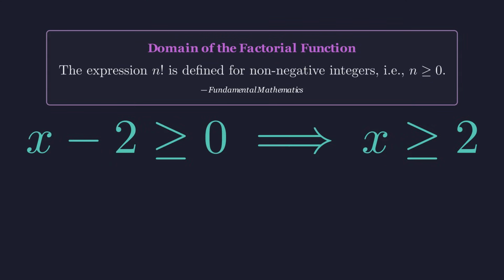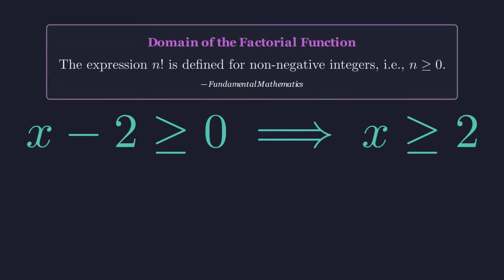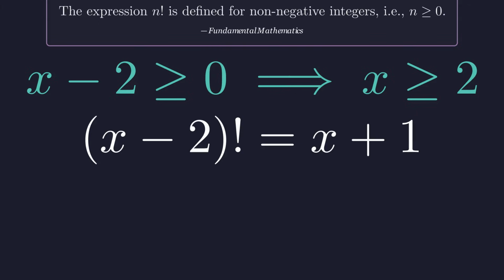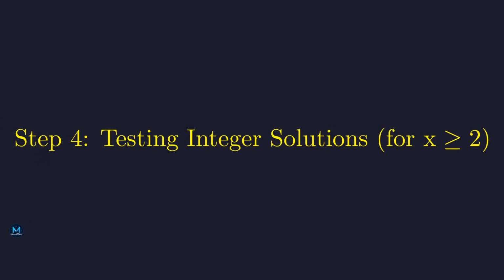This constraint is important. Now, since x is at least 2, the term x times x minus 1 can't be 0, so we can divide both sides by it. And we're left with something much simpler. x minus 2 factorial equals x plus 1. Since we're dealing with factorials, we can just test integer values of x, starting from 2.